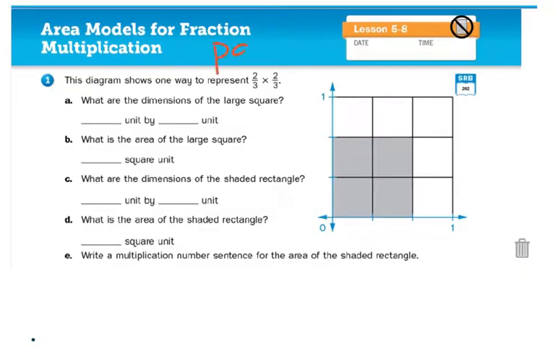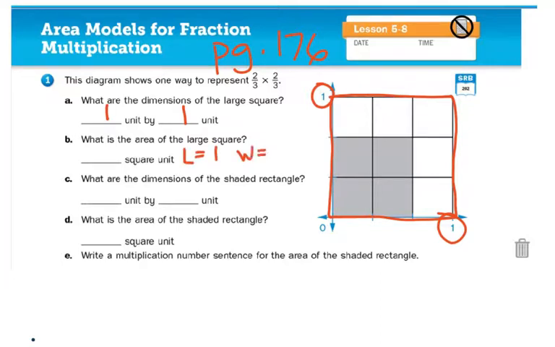Would you please turn to page 176? 176. This diagram shows one way to represent 2/3 times 2/3, or 2/3 of 2/3. What are the dimensions of the large square? Well, it's 1 unit by 1 unit. What is the area of the large square? Well, the length is 1 and the width is 1. So 1 times 1 is 1 square unit.